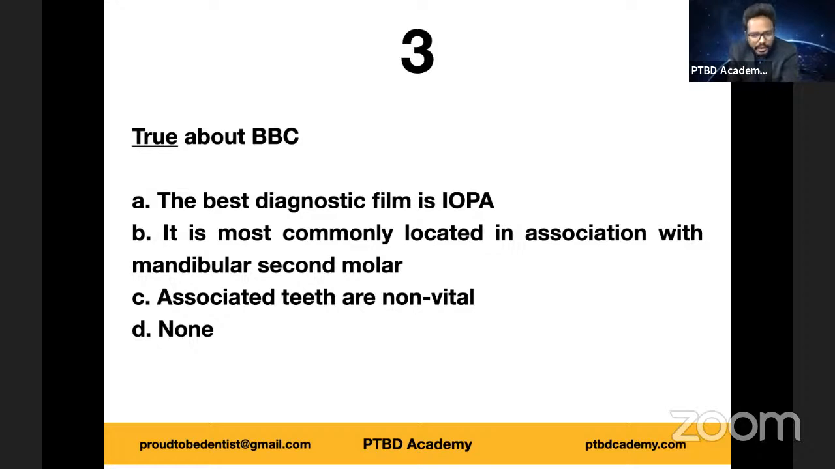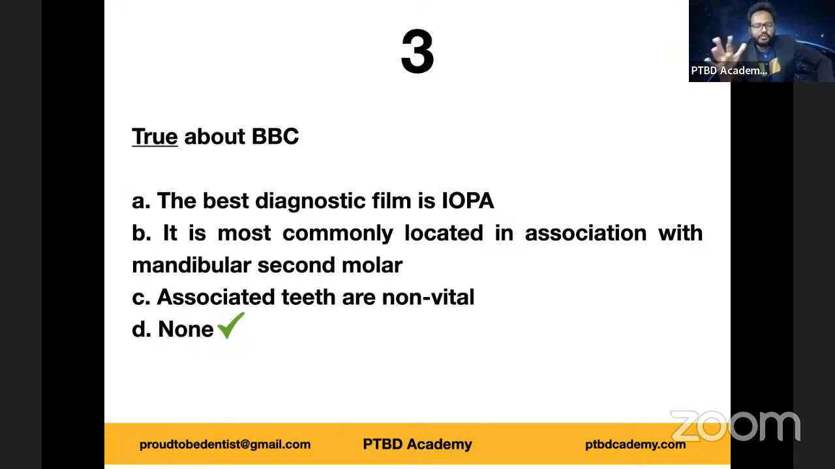So what is true about buccal bifurcation cyst among the given options? Option D, none. None of them are true, right? All of the given statements are false. I hope it's clear. So option D is the right answer. I think Danish, Priyanka, Sidra have chosen option D.